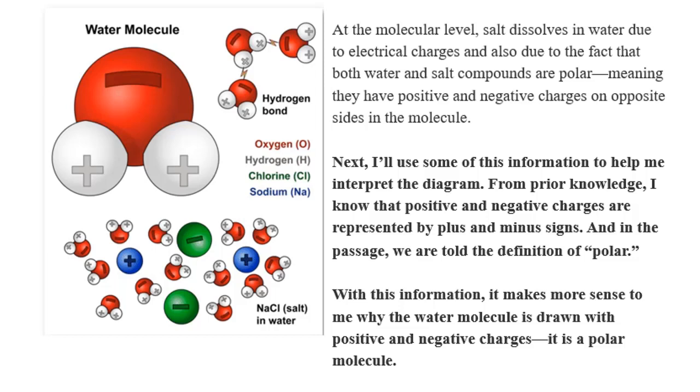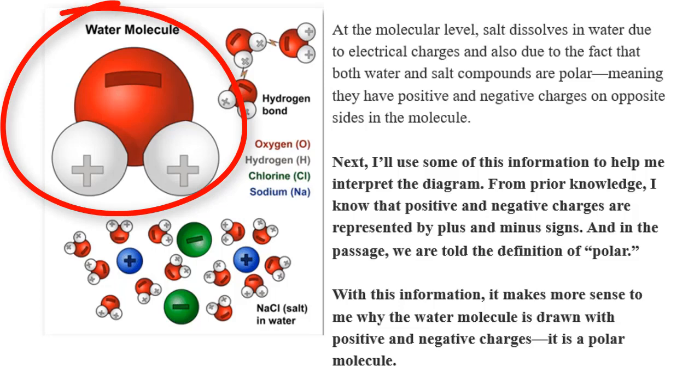Next, I'll use some of this information to help me interpret the diagram. From prior knowledge, I know that positive and negative charges are represented by plus and minus signs. And in the passage, we are told the definition of polar. So with this information, it makes more sense to me why the water molecule is drawn with positive and negative signs and charges, and that it is a polar molecule.